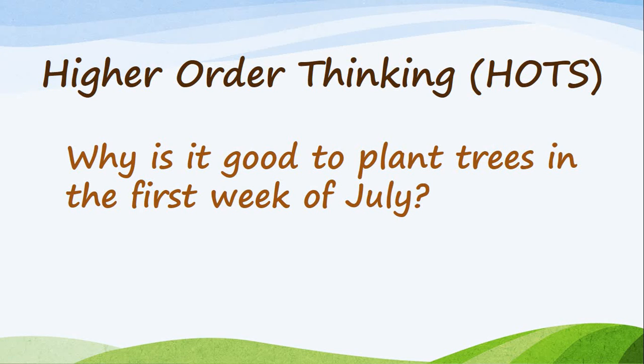Let's see the answer. Growing plants need a lot of water. The rainy season starts in July. So the saplings get enough water to grow. They will grow even if we are not able to water. Okay? The rainy season starts in July, so the saplings get enough water to grow.